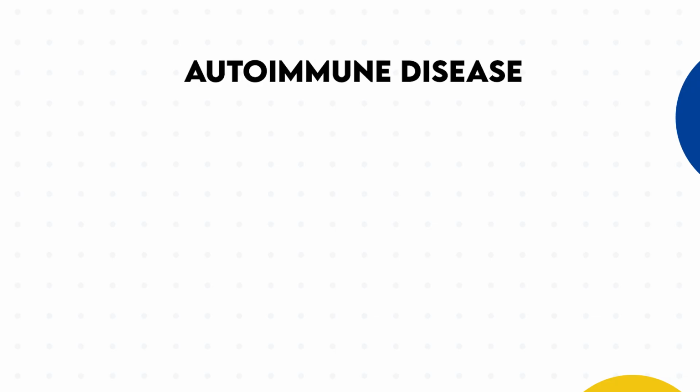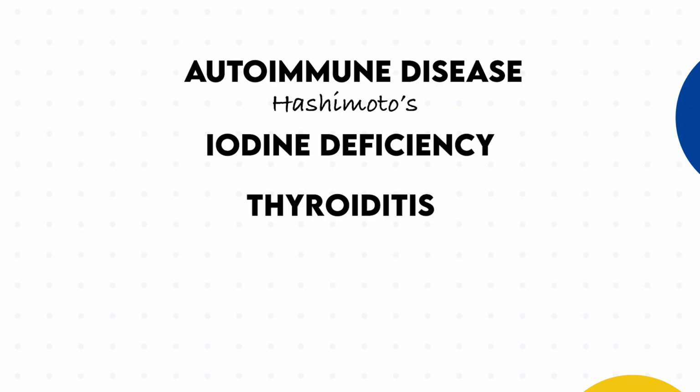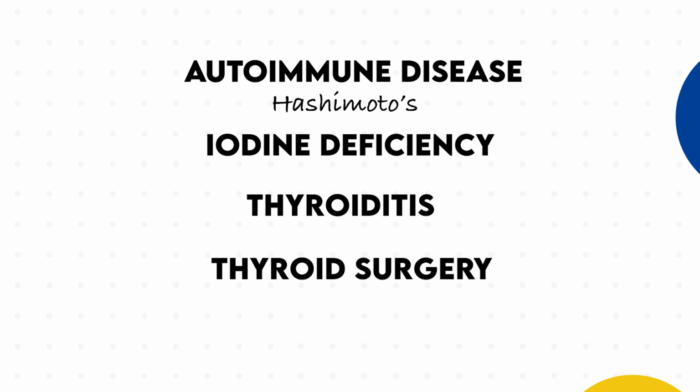This can happen for many different reasons, including autoimmune disease known as Hashimoto's, iodine deficiency. Iodine deficiency occurs in some parts of the world, not as much in the United States because we do fortify foods like table salt with iodine. Thyroiditis, or inflammation of the thyroid gland. Thyroid surgery or radiation therapy. This is typically in response to a thyroid issue such as thyroid cancer or high levels of thyroid hormone, which we'll discuss a little bit later on in the video. All of these causes are due to a primary thyroid issue.